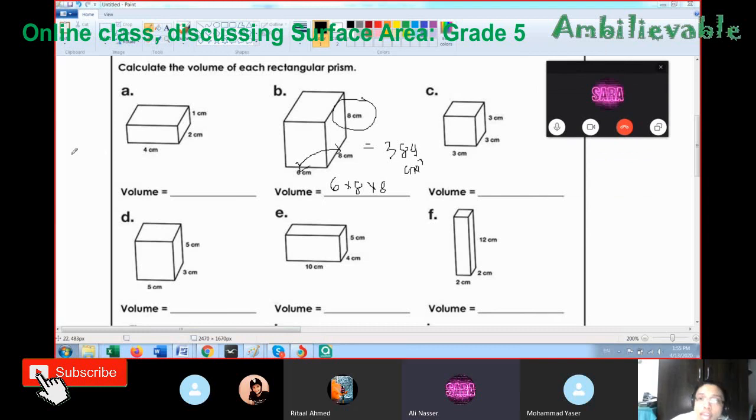Now letter A, Sarah. Now let us solve this one. Letter A. So we have 4 times 2 times 1. What would be your volume, Sarah? 8. 8 what? 8 centimeters cube. Okay. What would be the height of your solid figure, Sarah? 1. Okay. Now, you know now how to identify the following measurements, okay? That's it.